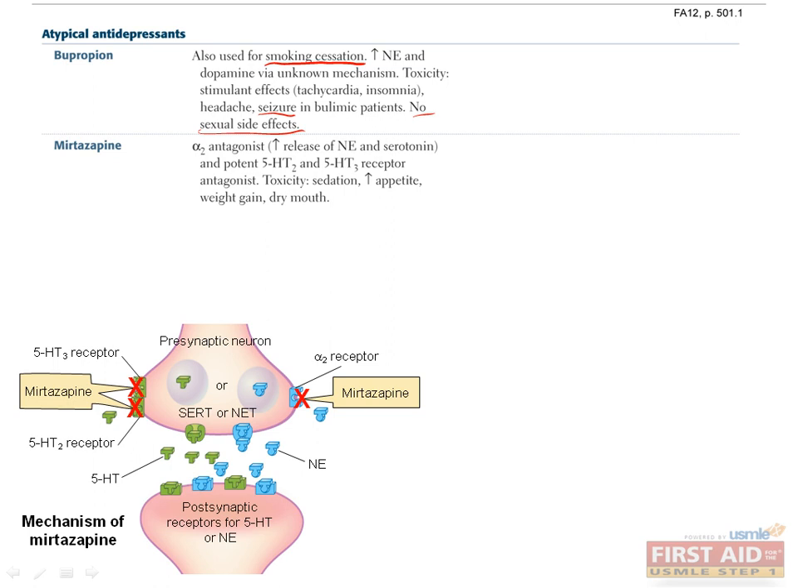The next drug, mirtazapine, is an alpha-2 antagonist. It increases the release of norepinephrine and serotonin as a result. It also antagonizes 5-HT2 and 3 receptors directly. In terms of toxicity, it causes sedation, increased appetite, weight gain, and dry mouth. Basically, mirtazapine can make you fat and lazy.